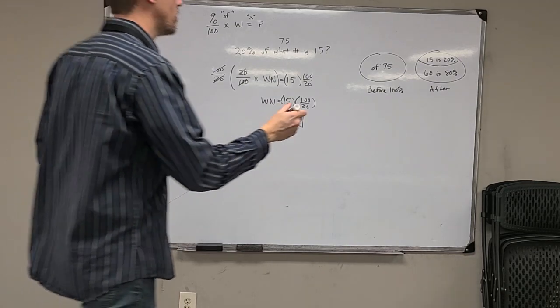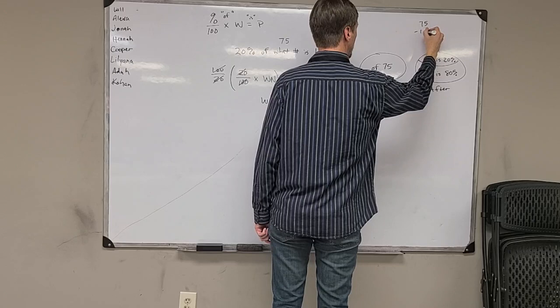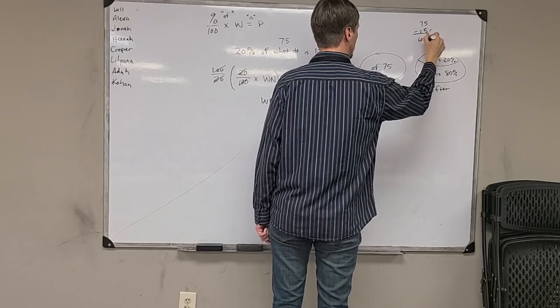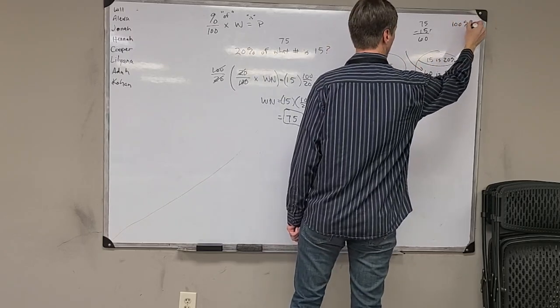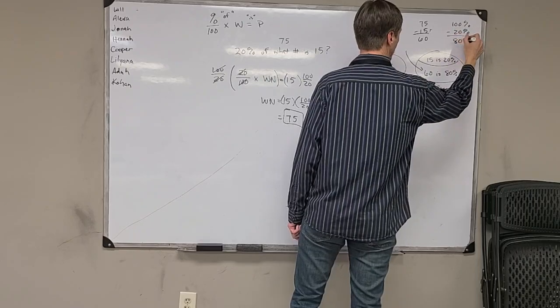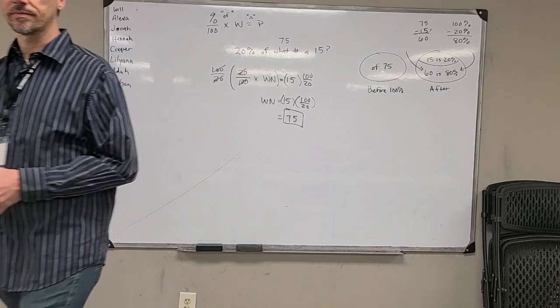And again, just to make sure everybody saw how we got that number: 75 minus 15 equals the 60, that's that number. And 100% minus 20% equals 80%, and that's that number, right?